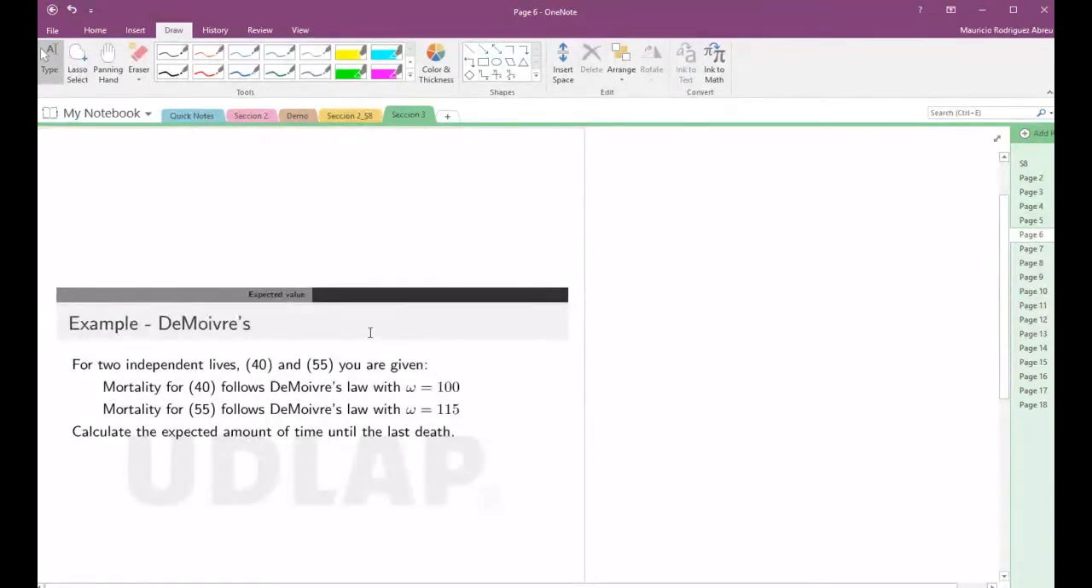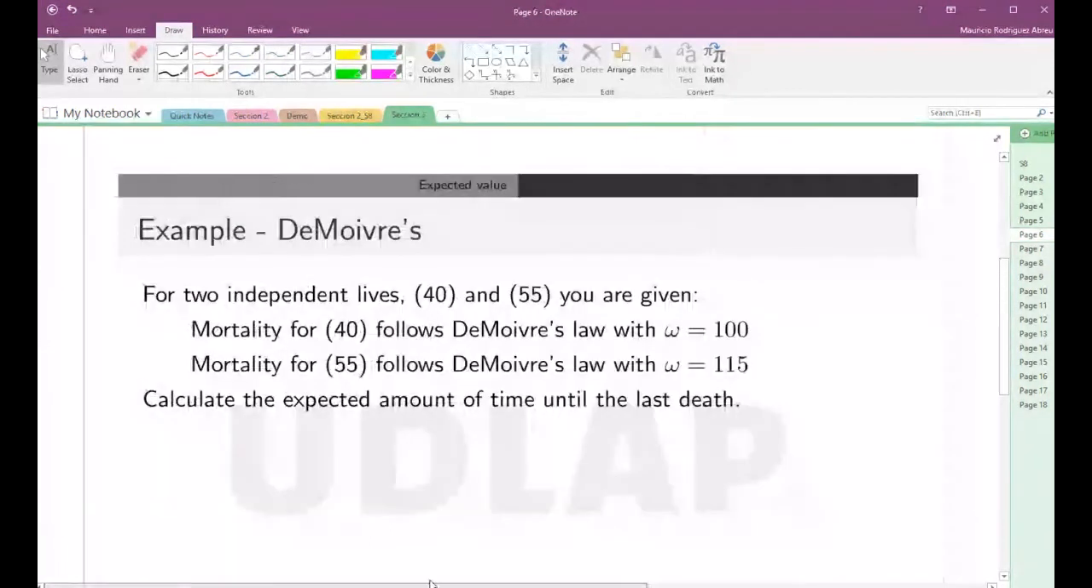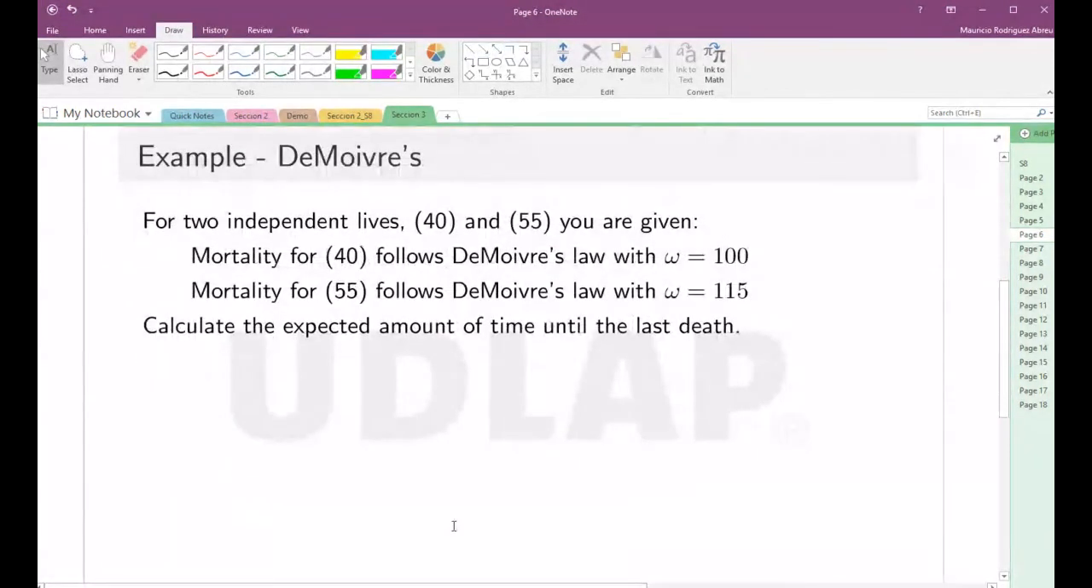Okay, so let's see what happens when we have the Moivre's law of mortality. We have two independent lives, essentially a person who's age 40 and somebody who's age 55, and we know that both of them follow the Moivre's law of mortality. The first one with a value of omega 100 and the second one with a value of omega 115. Let's estimate the expected amount of time until the last death.